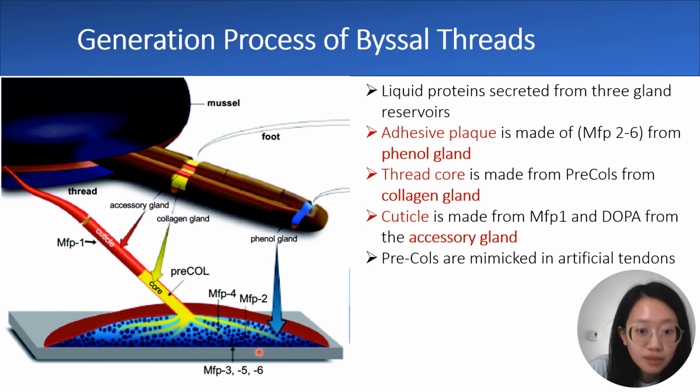Precols are released from the collagen gland to make the core. Finally, as the thread is disengaging from the groove, proteins from the accessory gland are coating the entire thread to form the cuticle.